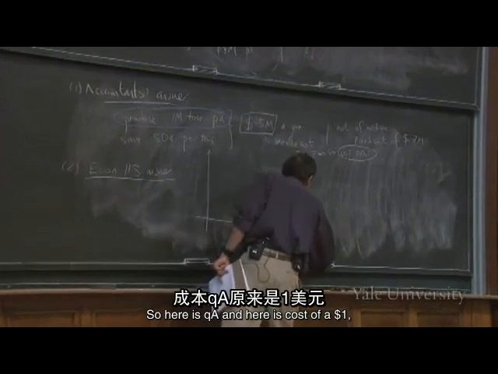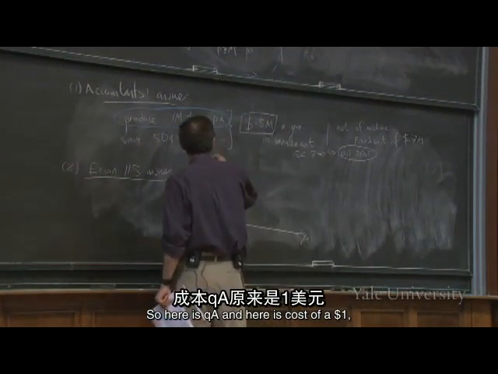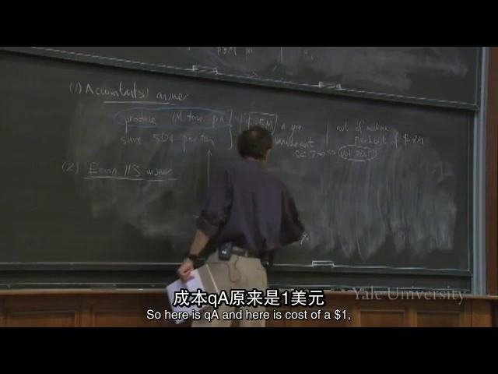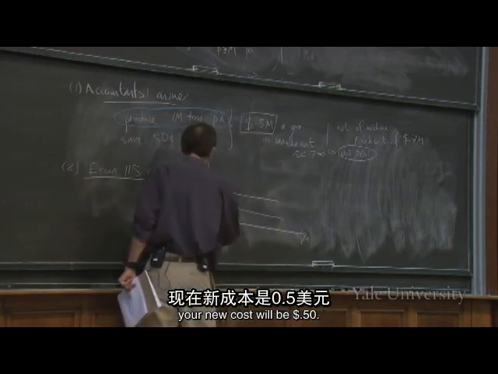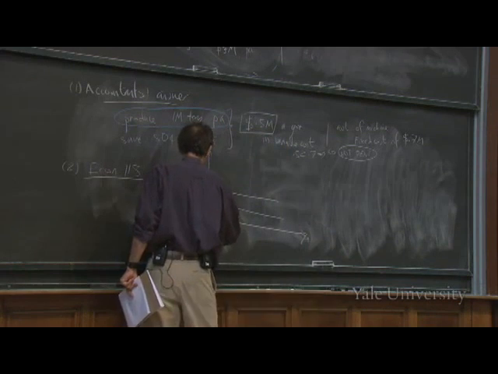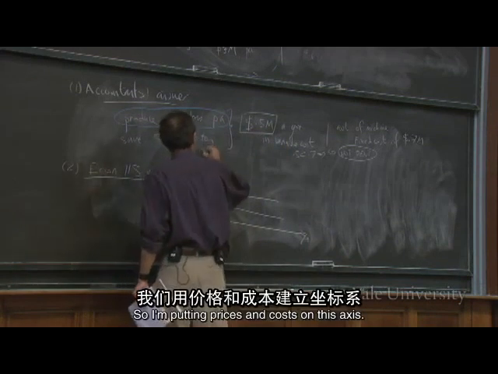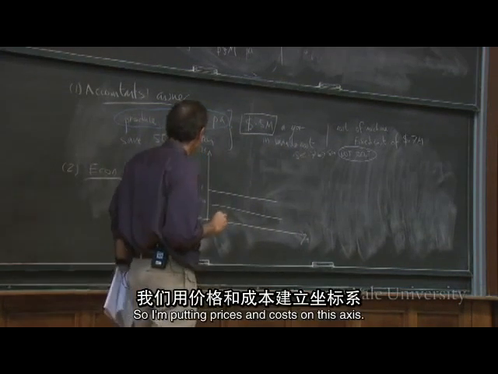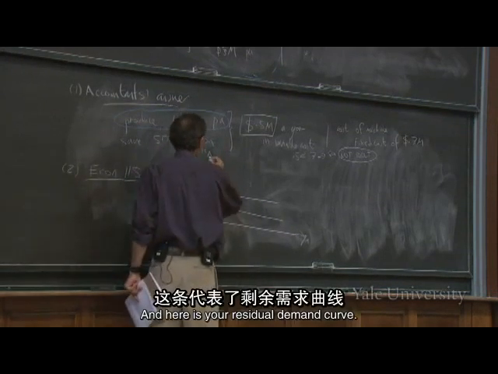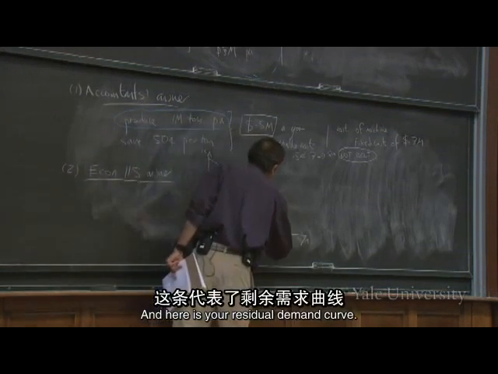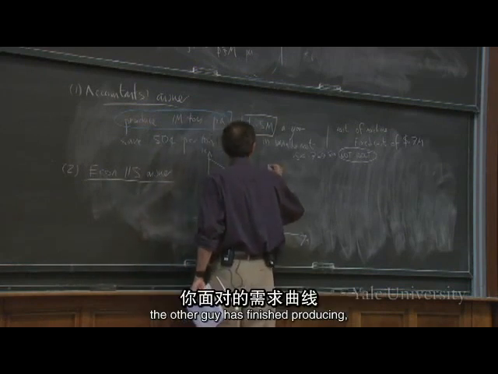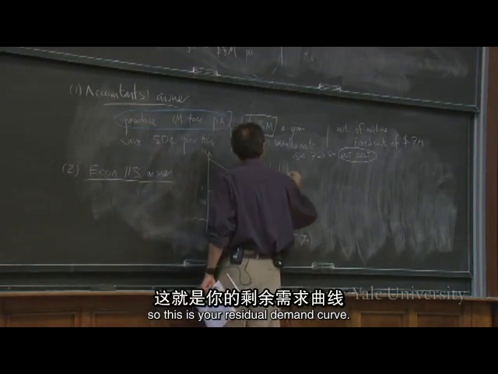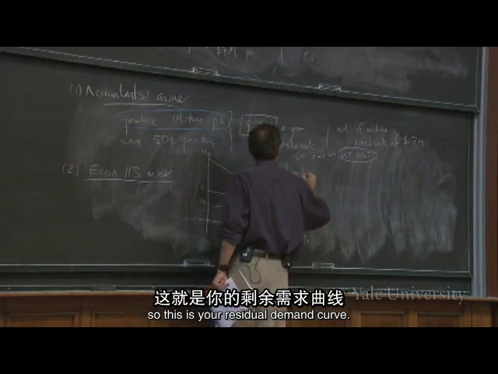So here is QA, and here is cost of $1. Your new cost will be 50 cents. I'm putting prices and cost on this axis, and here is your residual demand curve. This is the demand curve you face after the other guy has finished producing. So this is your residual demand curve.